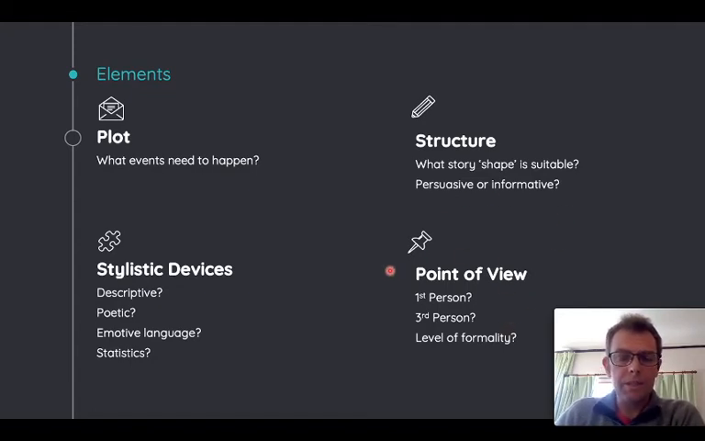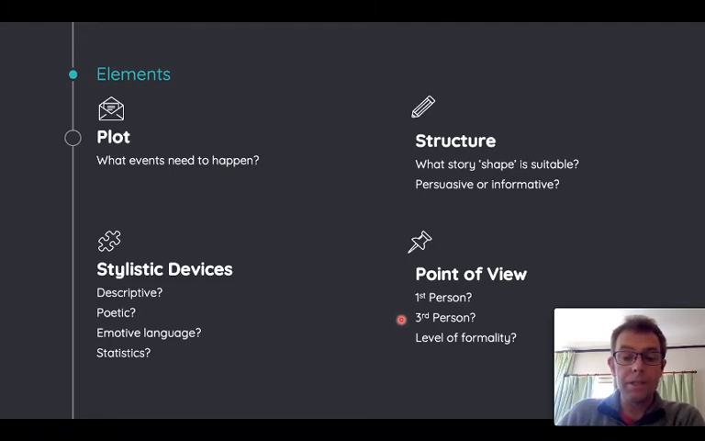Point of view. What's the suitable point of view to use for this genre? So, for example, young adult, a really common point of view to use is first person, which really helps the reader engage and enter the story, because we've got one person's point of view, and it's a very close point of view that the author can explore with that point of view.